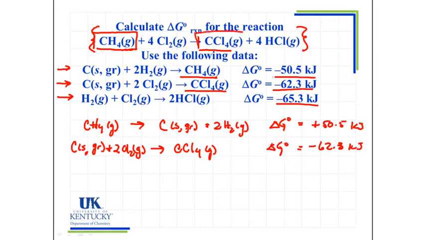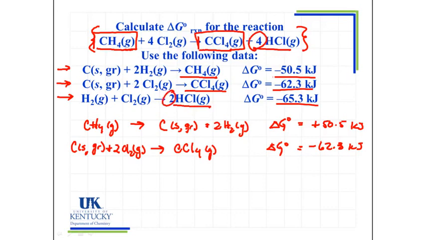So now I have this in place. That gave me a couple of chlorines, which I need 4, but I only have 2 so far. So let's see what happens next. I need to look at the next substance. It's HCl gas. I need 4 moles of it. Down here is HCl gas, but there's only 2 moles of it.